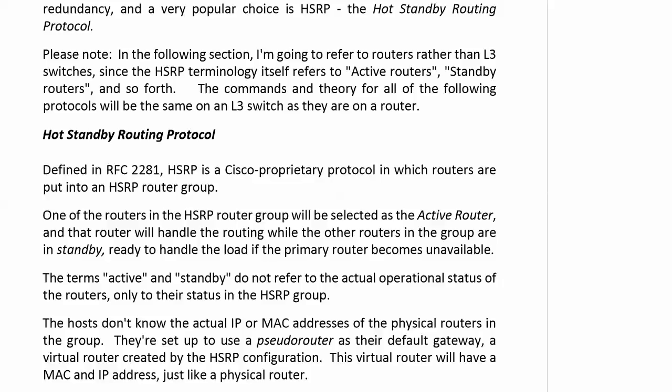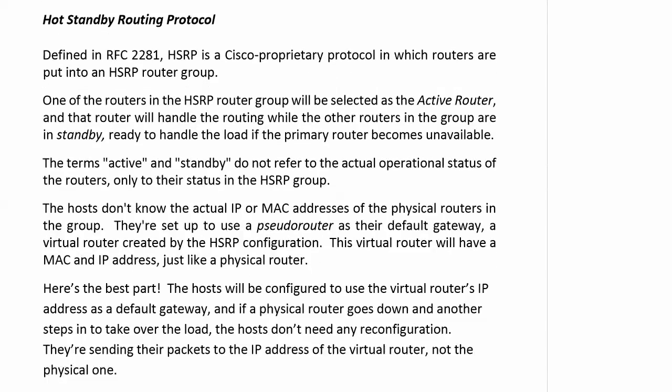The hosts don't know the actual IP or MAC addresses of the physical routers in the group. That's not where they're sending their data. They are sending their data to a pseudo router, a virtual router that's actually created by our HSRP configuration. This virtual router is going to have a MAC address. It's going to have an IP address just like a physical router. And as you might have guessed by now, the hosts are going to use the virtual router's IP address as a default gateway.